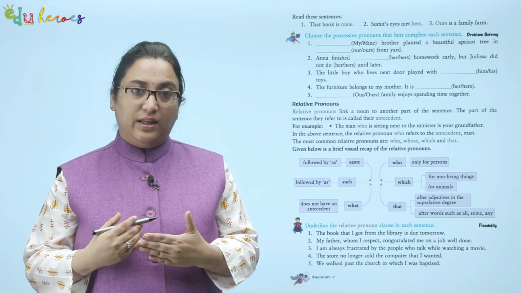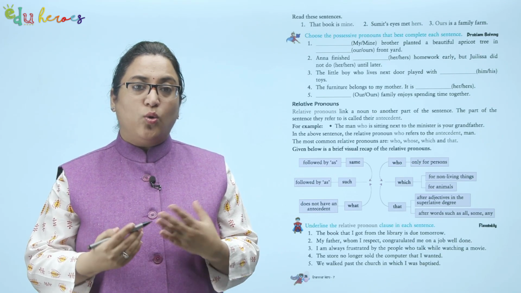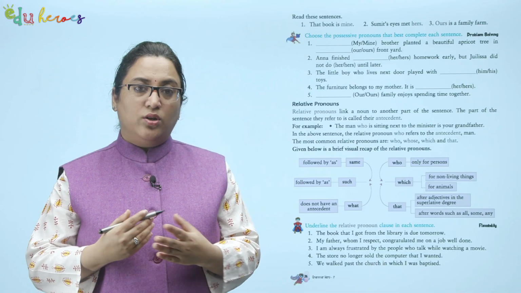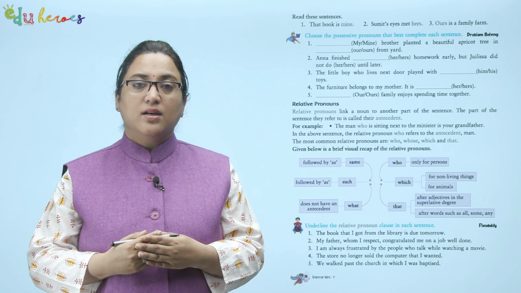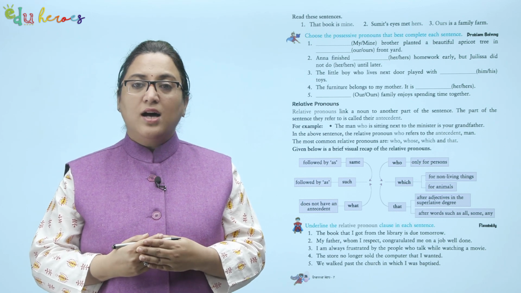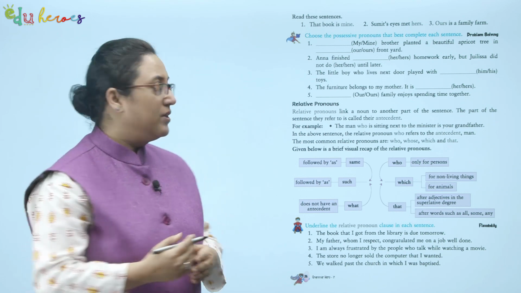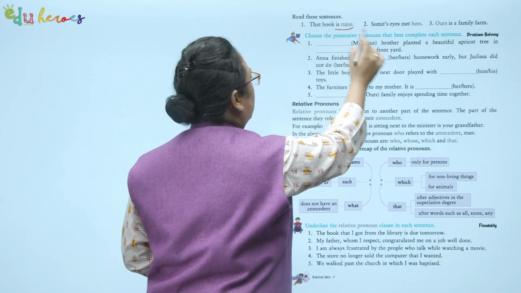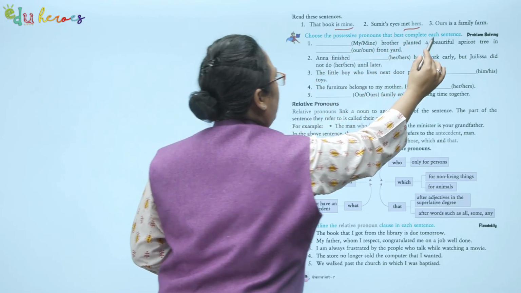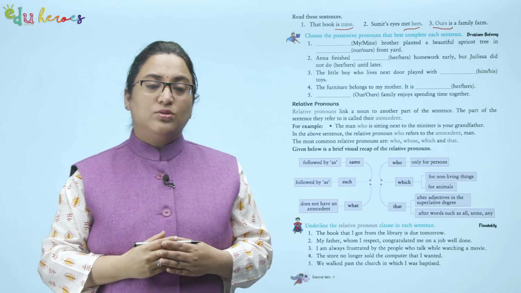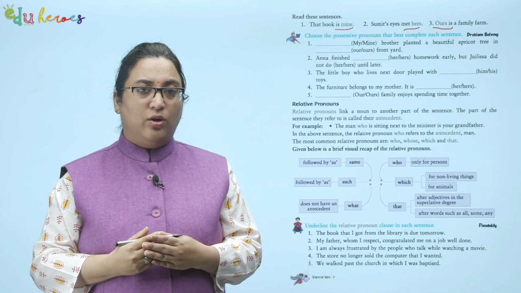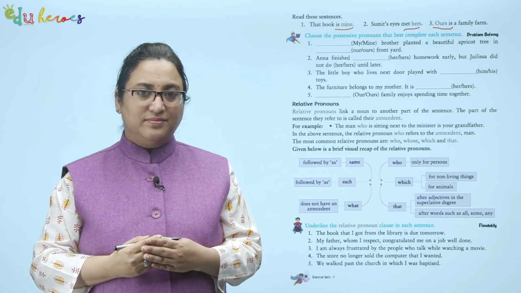The book is mine. So here it's showing the ownership. Who's the owner of the book? The book is mine. Sumit's eyes met hers. Ours is a family farm. So these are the possessive pronouns. Try out one exercise given below about possessive pronouns.